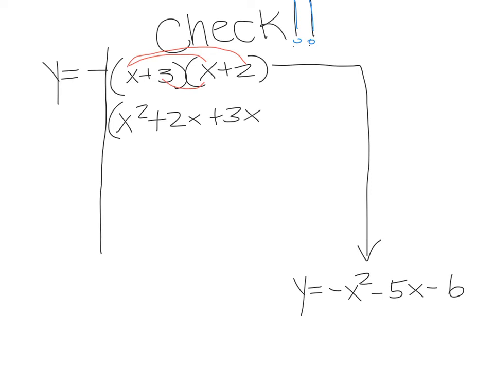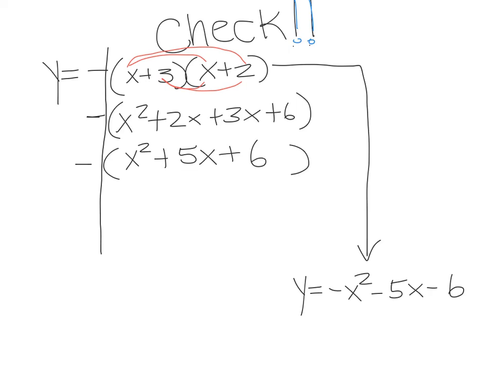And 3 times 2 is 6. And I will not forget my negative. And now I have to combine like terms. So my like terms are 2x and 3x because they have the same variable. So x squared plus 5x plus 6.